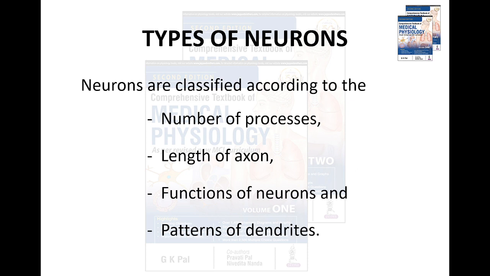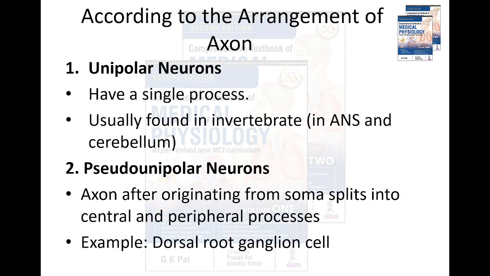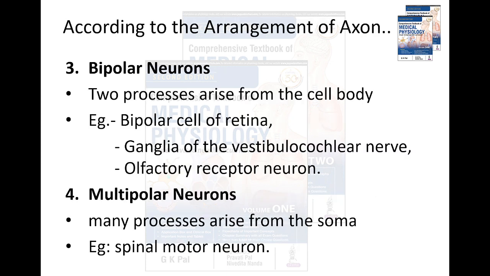Neurons are classified depending upon the number of processes, the length of the axon, the function of neurons, and the pattern of dendrites. Unipolar neurons have a single process, usually found in invertebrates, in the ANS and cerebellum. In pseudo-unipolar neurons, the axon after originating from the soma splits into a central and a peripheral process. An example is the dorsal root ganglion cell.